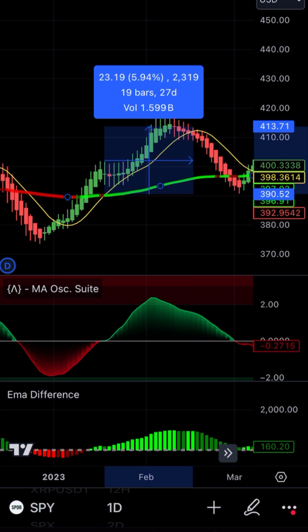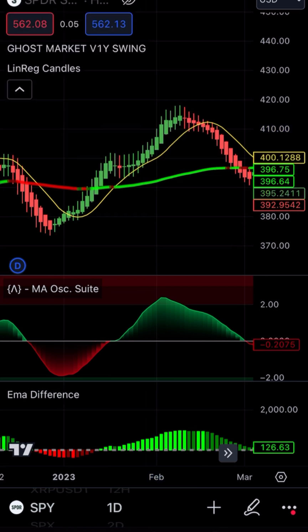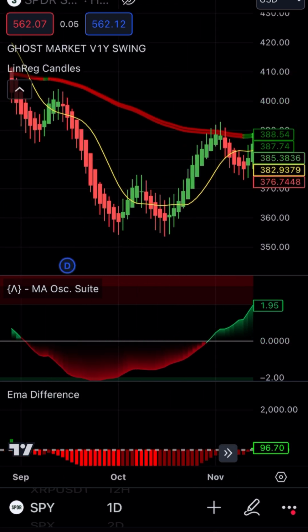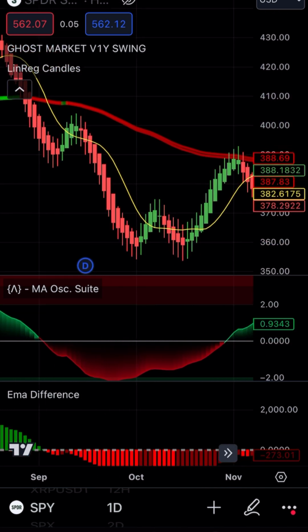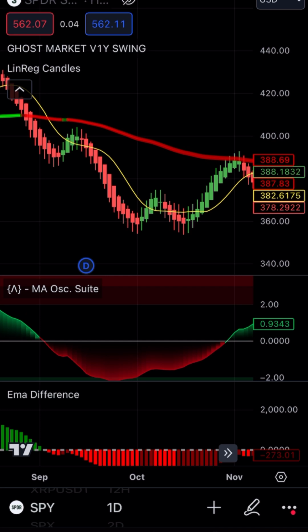So that's about $2,319 with one contract in 27 days. I'll do a couple more. We're going to look at examples of it going down, and then we'll look at some other scenarios if you want to do this on a smaller time frame.